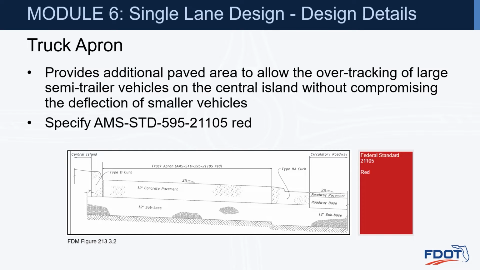Truck apron provides additional paved area to allow the overtracking of large semi-trailer vehicles on the center island without compromising the deflection of smaller vehicles. And in Florida, using the specific color red as shown there, and the graphic shows what that red looks like for the concrete truck apron.